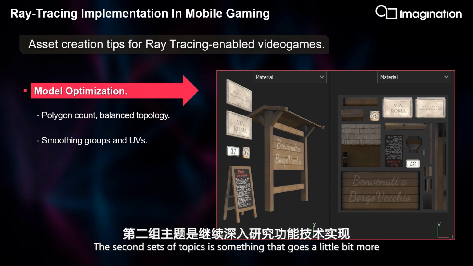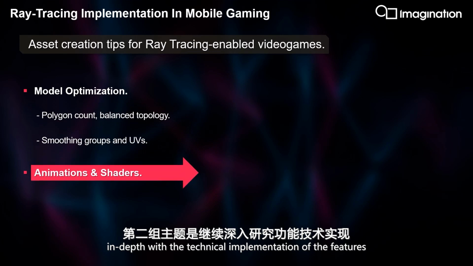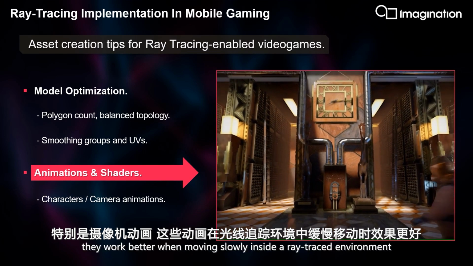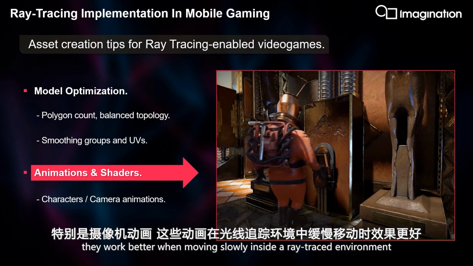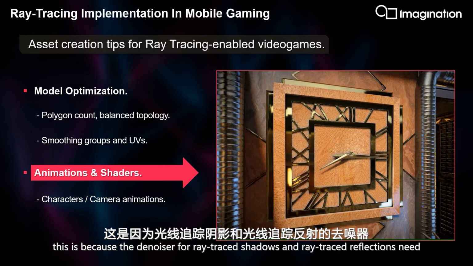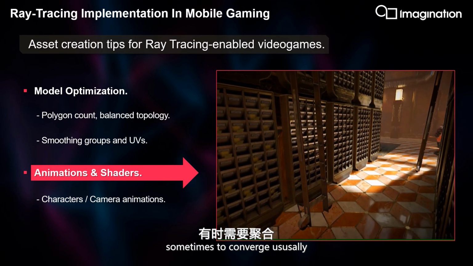The second set of topics is something that goes a little bit more in depth with the technical implementation of the features. For example, animations. Especially camera animations, they work better when moving slowly inside a ray traced environment. This is because the denoiser for ray traced shadows and ray traced reflections usually needs some time to converge.